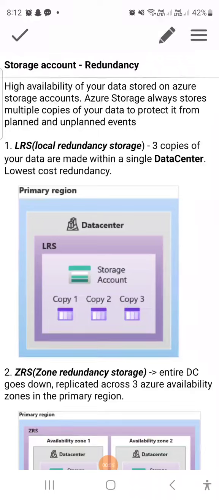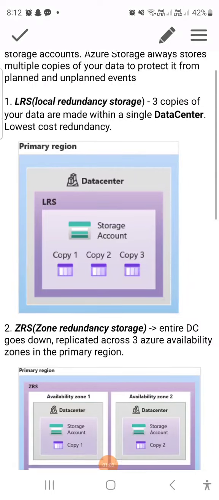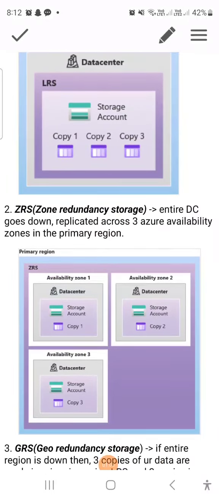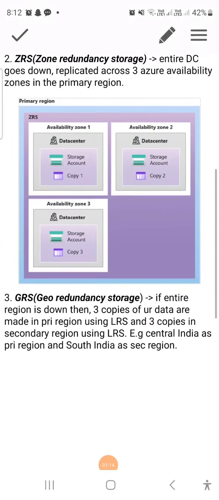So what is ZRS? Zone redundancy storage. If the entire data center goes down, the data is replicated across 3 Azure availability zones in the primary region. So you can see in the primary region there are 3 availability zones and the copies are also present. 3 copies are present in 3 availability zones, that is ZRS.